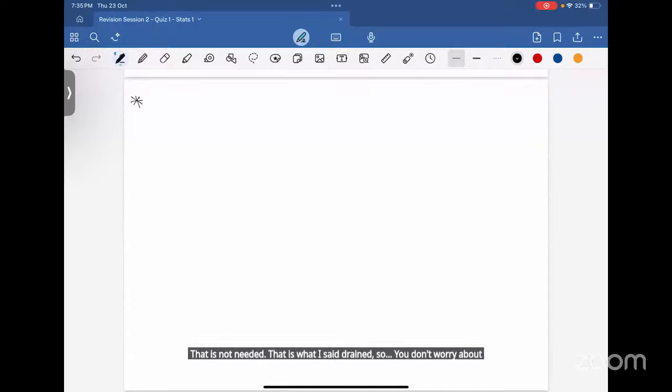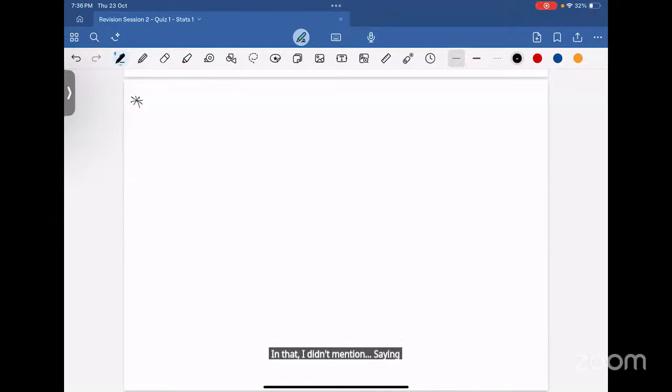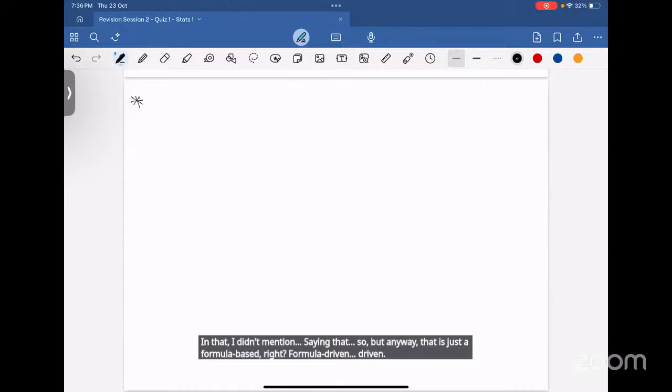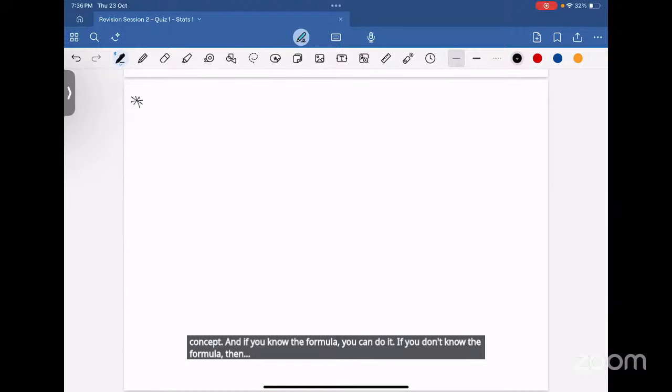Association between a categorical variable and a numerical variable. Sir, but that is there in week 4, right? That is part of the week 4 syllabus, but see, we are the ones who created the question papers. Since there are many topics to be covered and it's very difficult to cover all of them, I have given you important concepts. In that, I didn't mention this. Anyway, that is just a formula-driven concept. If you know the formula, you can do it. If you don't know the formula, then you can't.